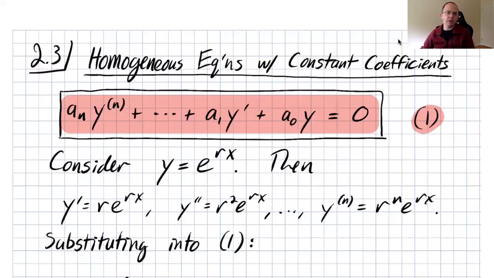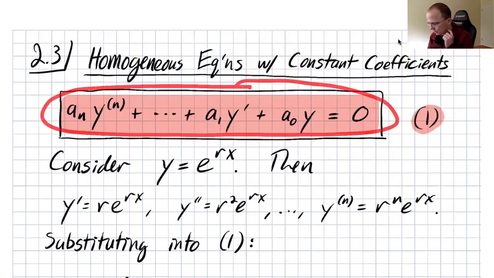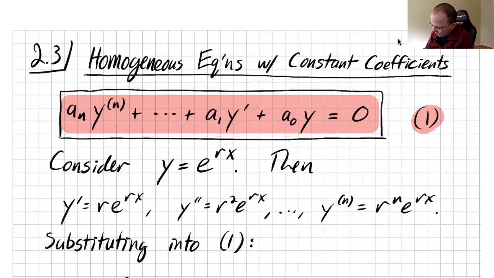Welcome to this lecture on section 2.3 on homogeneous equations with constant coefficients. This section is about getting general solutions for differential equations of this form. This is a linear differential equation because the dependent variable y and all of its derivatives appear as a linear combination in this equation.